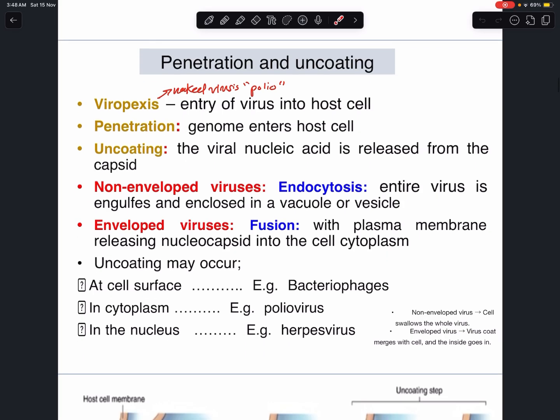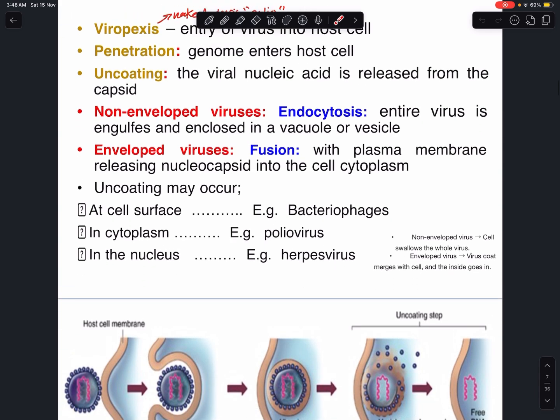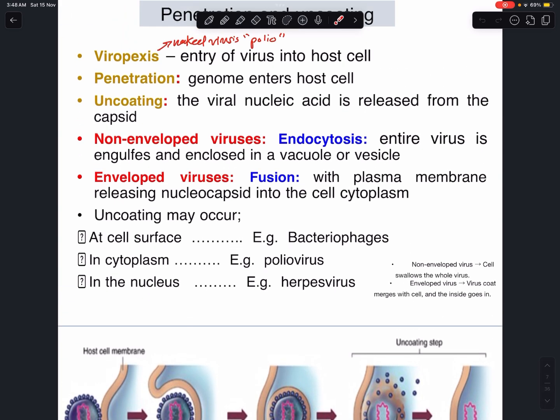Okay? So here, the cell. For non-enveloped viruses, the cell swallows the whole virus. But for enveloped viruses, the virus coat merges with the cell, and the inside goes in. Yes, but the coat is like part of the plasma membrane. Uncoating may occur at the cell surface.